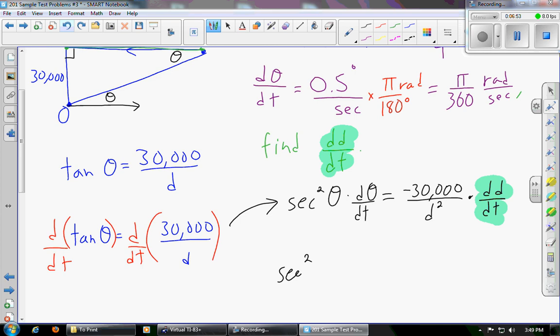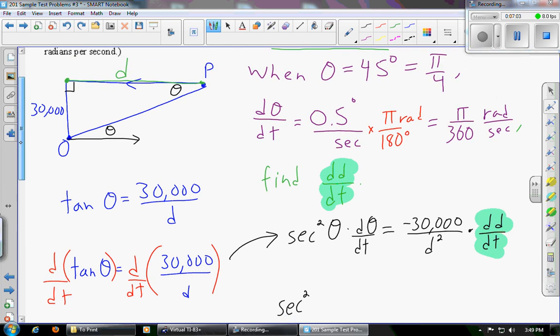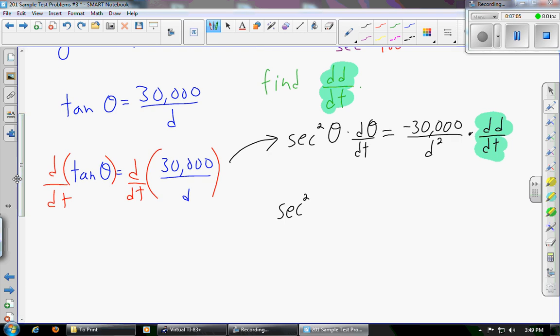Secant squared of, how much is theta at the moment in time we're freezing this thing? Well, it's given. It's in purple right there. It's 45 degrees, but again, in calculus, let's do radians. So it's secant squared of pi over 4 times d theta dt.